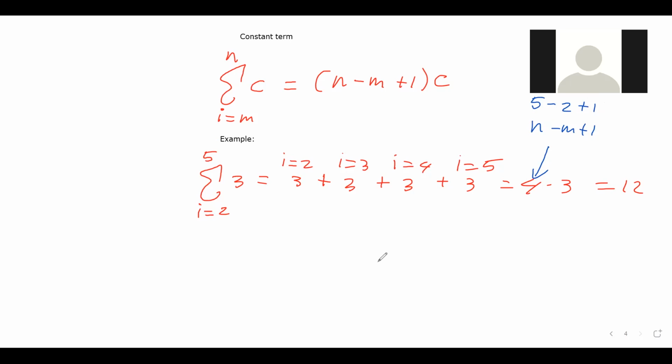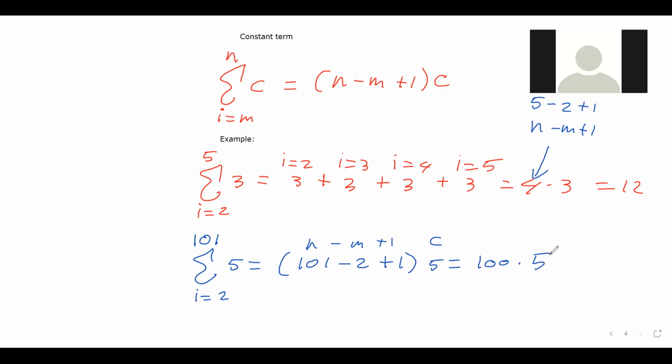Okay. So for example, what if I have this one? What will be the value of this number? Here, it's too much work to write out the whole series. But fortunately, we have this property that we can use. Will it be 100 times 5? Yes. So you're going to apply n minus m plus 1, which is 101 minus 1, times the C, which is 5. And that indeed is 100 times 5, right? Exactly.